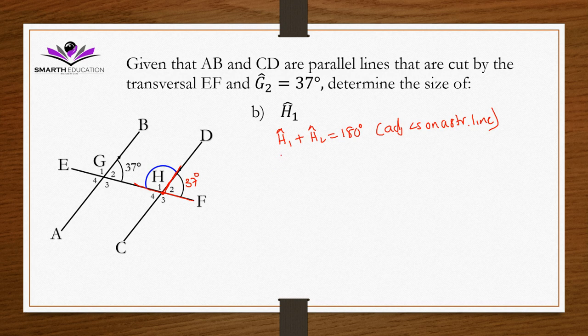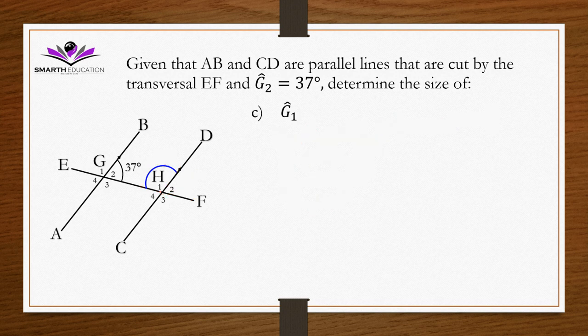And then, so angle H1 plus 37 degrees is equal to 180 degrees. So we can subtract 37 degrees from both sides of the equation, but transposing is faster. We just transpose positive 37 degrees to the right hand side, becomes negative 37 degrees. So H1 is equal to 180 degrees minus 37 degrees, and then angle H1 is equal to 143 degrees. So this is 143 degrees.